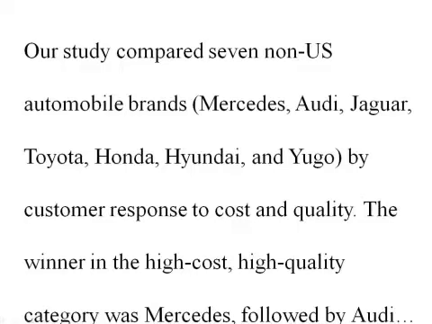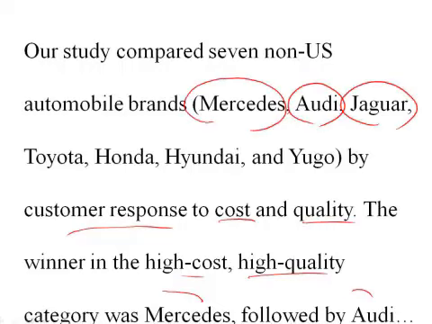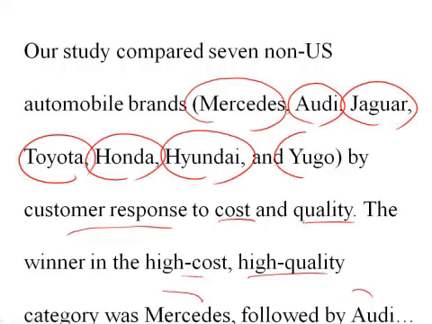Recent study I came across testing Americans' perceptions of non-American automobiles. Here's what the text said. Our study compared 7 non-US automobile brands, Mercedes, Audi, Jaguar, Toyota, Honda, Hyundai, and Yugo, by customer response to cost and quality. The winner in the high cost, high quality category was Mercedes, followed by Audi. And I'm thinking, I'm hearing a list. I'm going to be comparing 7 different types of the same thing, and I'm going to be comparing them according to a couple of different criteria. Well, now is the time, if I'm going to hear a list, to draw a map.